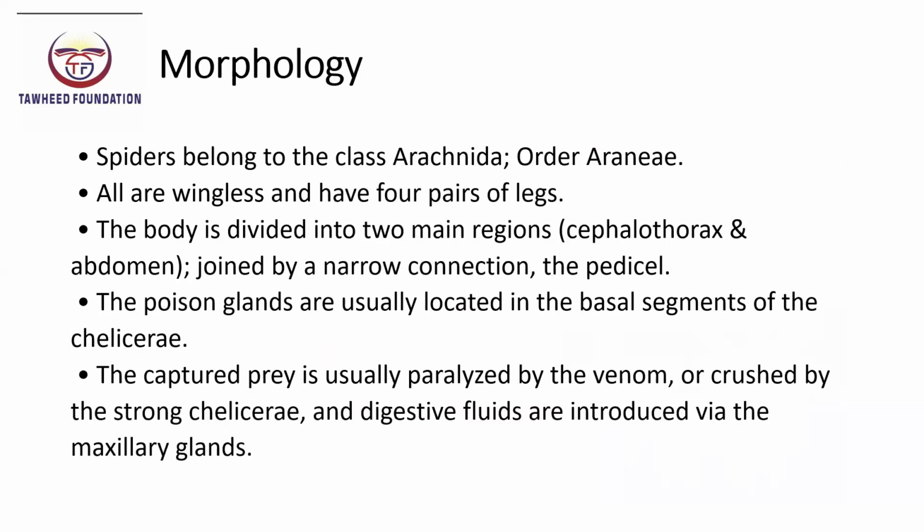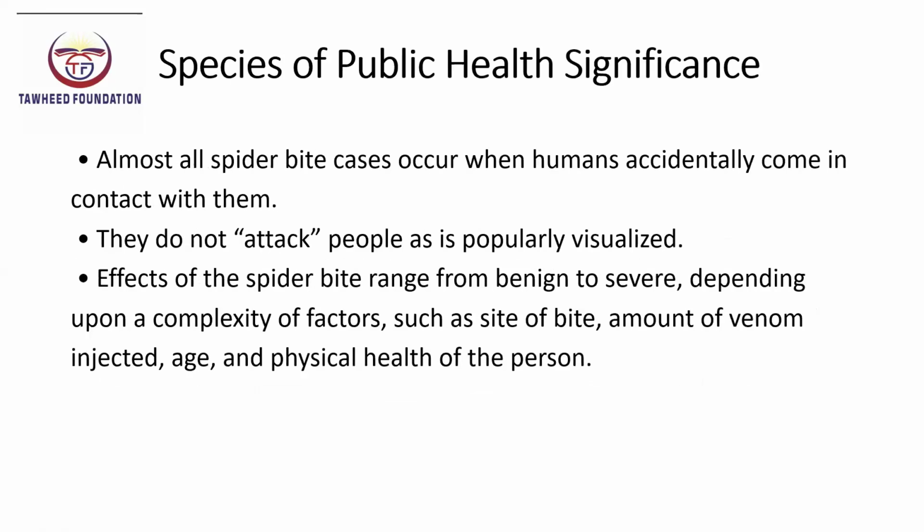So, morphology, as I mentioned: spiders belong to the class Arachnida, order Araneae. All are wingless and have four pairs of legs. Their body is divided into two main regions, the cephalothorax and abdomen, which are joined by a narrow connection, the pedicel. Poison glands are usually located in the basal segment, and the captured prey is usually paralyzed by the venom or crushed with the strong chelicerae, and digestive fluids are introduced via the maxillary glands.